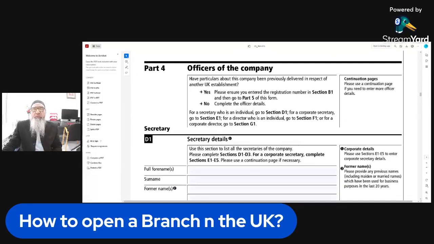Then part 4 talks about offices of the company. Have particulars about this company been previously delivered in respect of another UK establishment? Yes. Please ensure you entered the registration number in section B1 above, and then go to part 5 of this form. If you have said no, then complete the offices detail here.